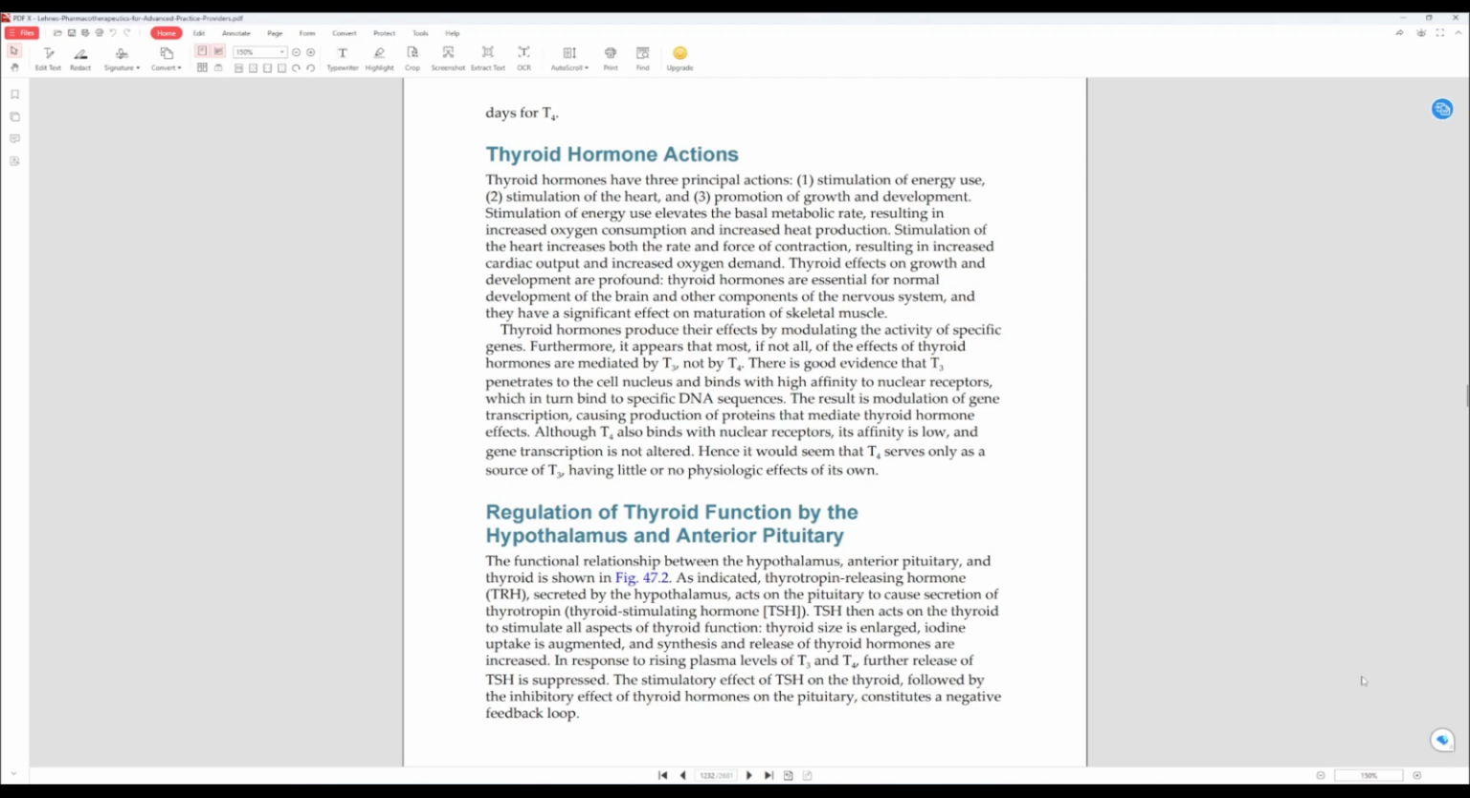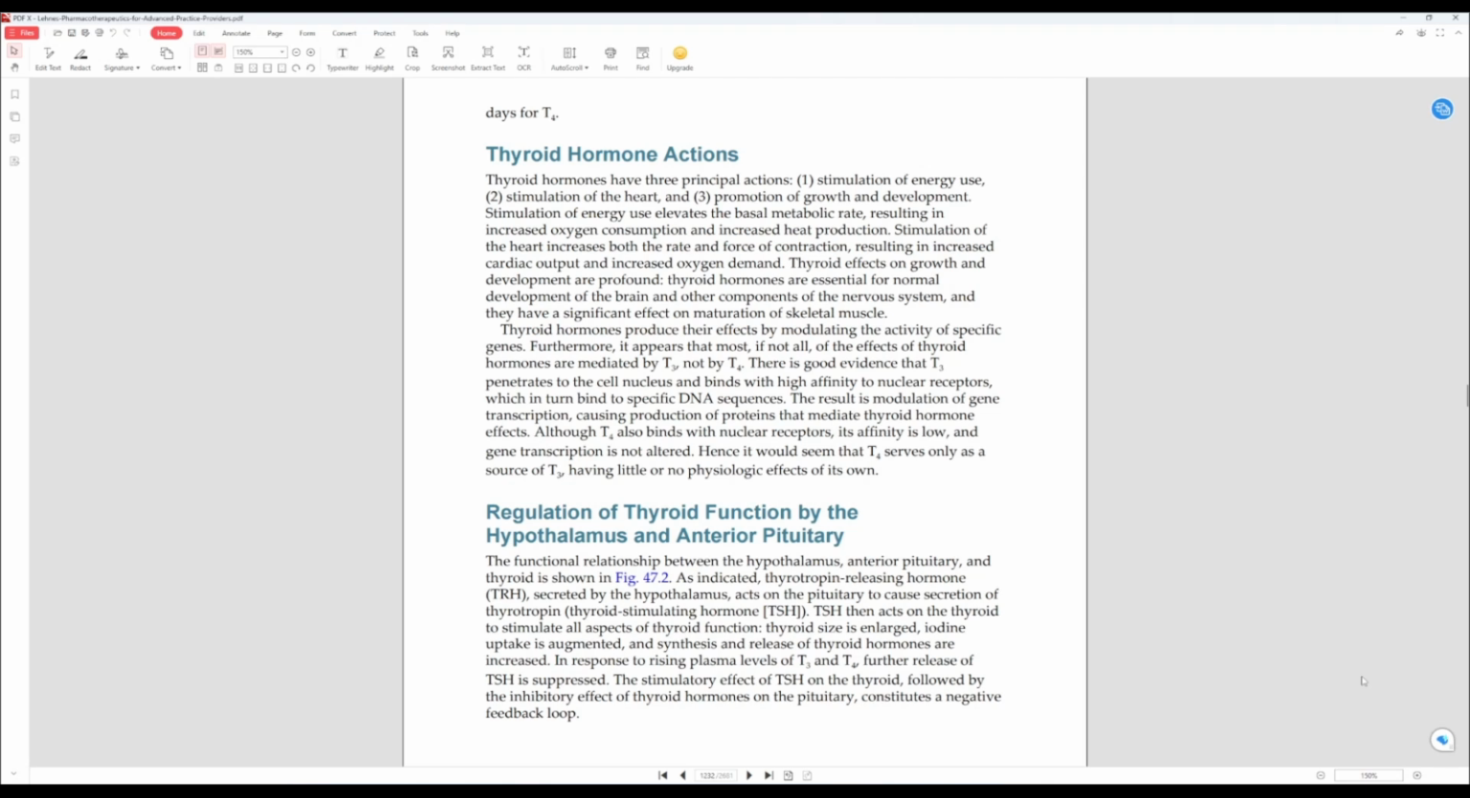Thyroid hormones are essential for normal development of the brain and other compartments of the nervous system, and they have a significant effect on the maturation of the skeletal muscle. Thyroid hormones produce their effect by modulating the activity of specific genes. Furthermore, it appears that most, if not all, of the effects of thyroid hormones are mediated by T3, not by T4.